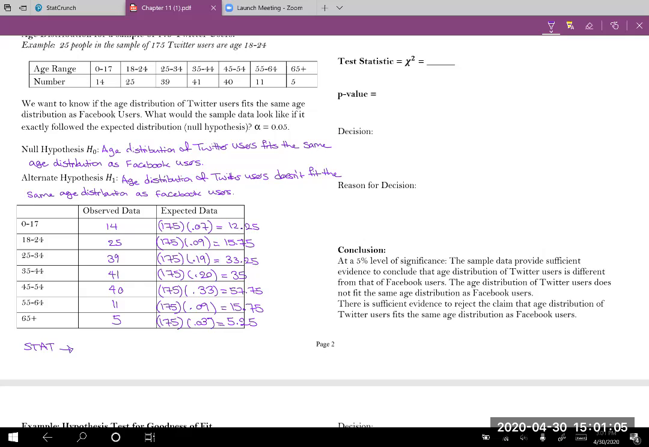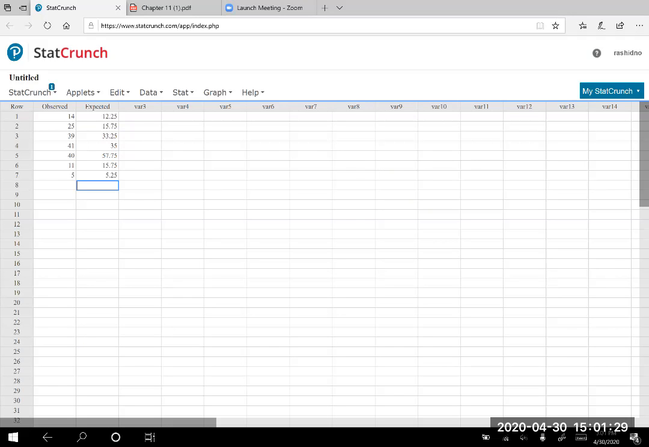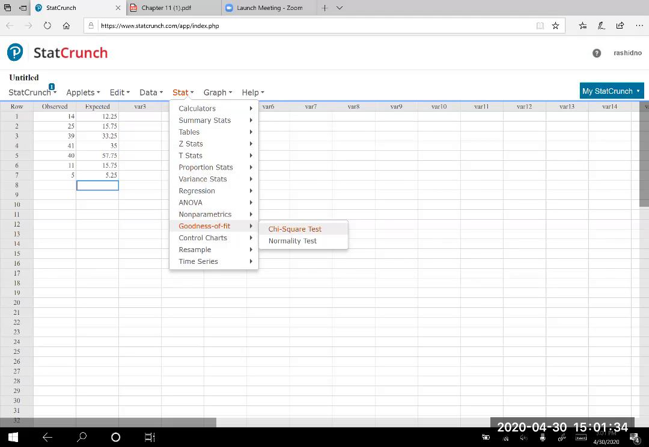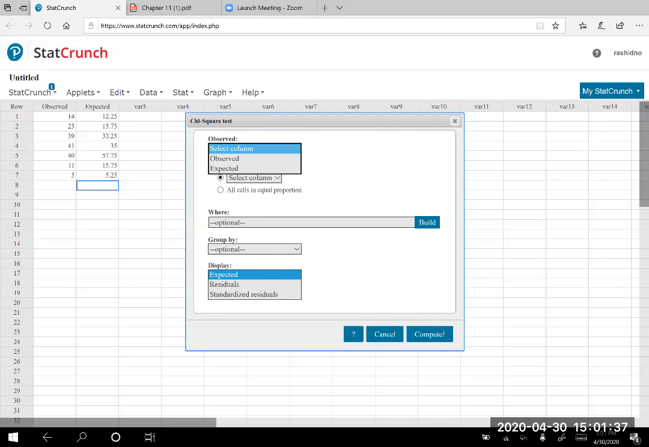data. You go on Stat. From there, we're going to go on Goodness of Fit. So Goodness of Fit test. And from there, you want to go on chi-square distribution, chi-square test. Okay, so let's go on StatCrunch. I already entered my observed and expected data. So from here, we go into Stat, Goodness of Fit, chi-square test. Observed is in the observed column, and I already named them observed. And then the expected is in the expected column, and then we compute.